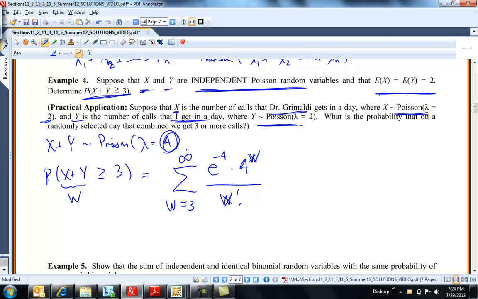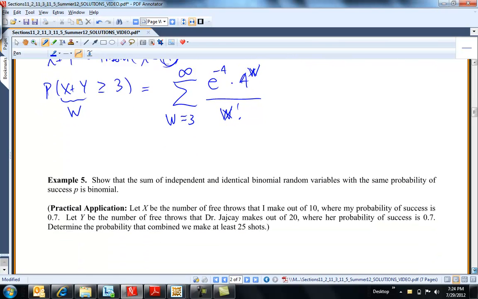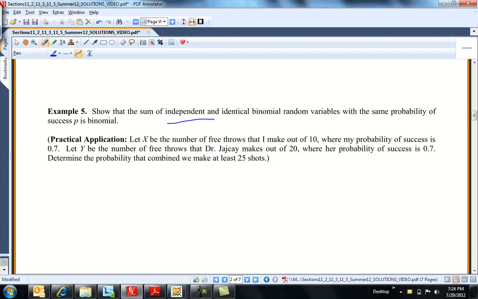Okay, nice. Another nice result: the sum of independent and identically distributed binomials with the same probability P is binomial. Sum of binomials is binomial as long as you have the same parameters. So let X be the number of free throws I make out of 10, and let's say I have a 70% chance of making a free throw. Let Y be the number of free throws that Dr. Yatesai makes out of 20, and let's say she's also a 70% free throw shooter.